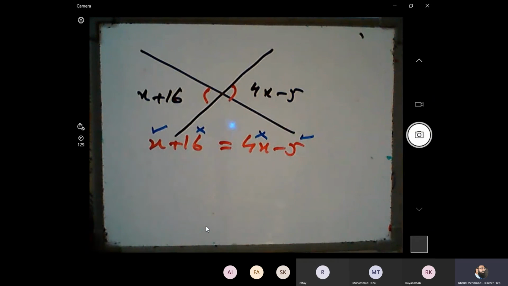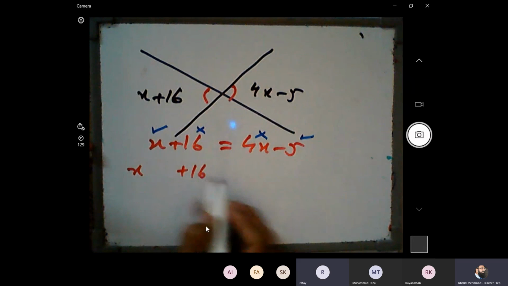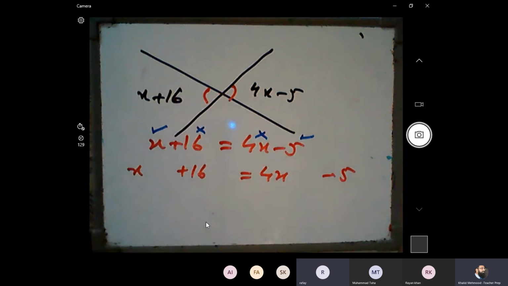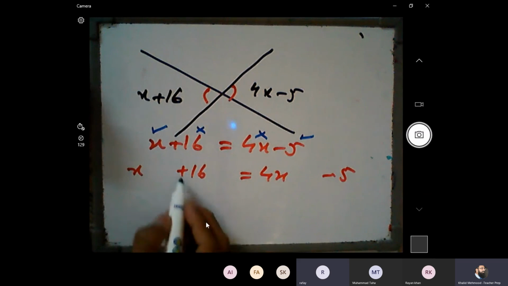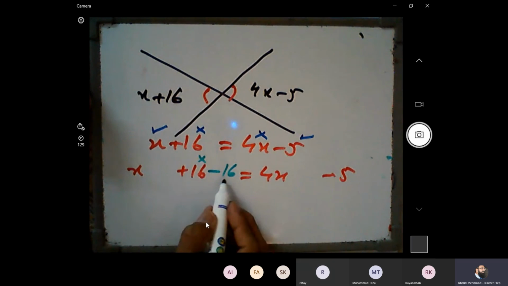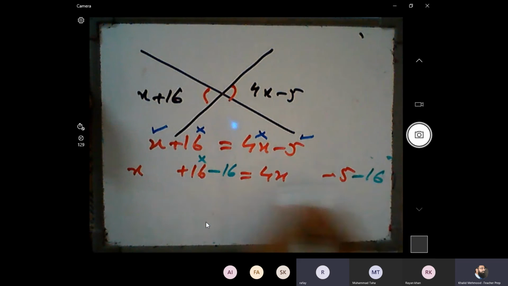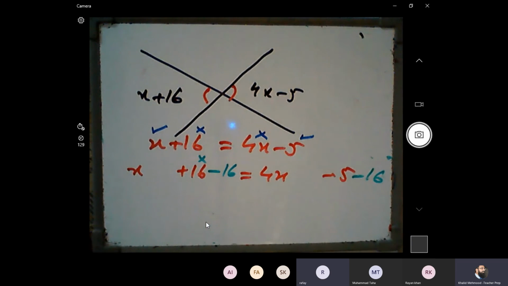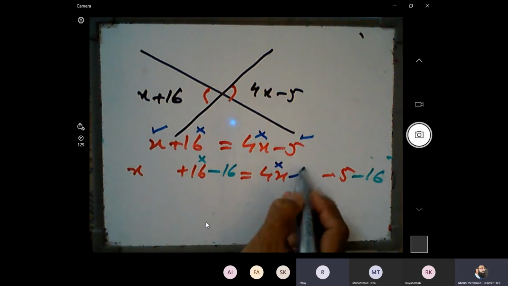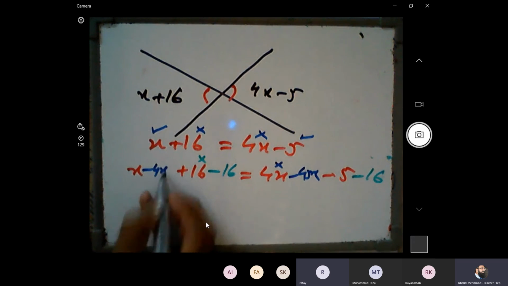So let's check it out. How will we solve this? x plus 16 is equal to 4x minus 5. So how will we deal with these numbers? Plus 16 will be dealt with by minus 16 because this was the wrong place. So we'll deal with it by minus 16, and to make it balance, do the same on the other side. And this was also the wrong place, so it will be done with plus 4x becoming minus 4x. And to make it balance, we'll write a minus 4x here.